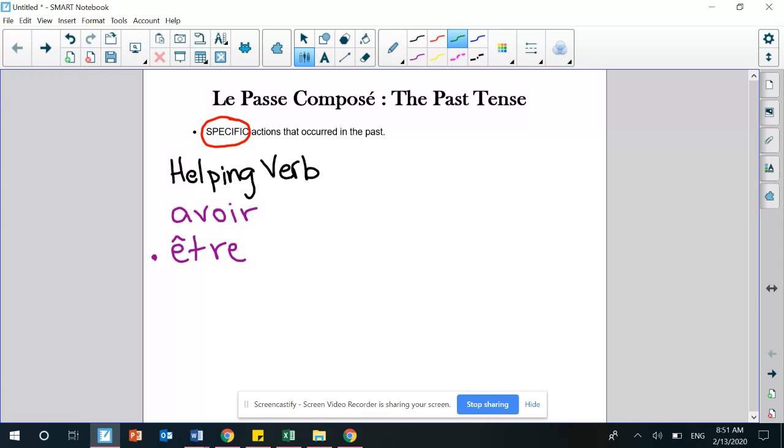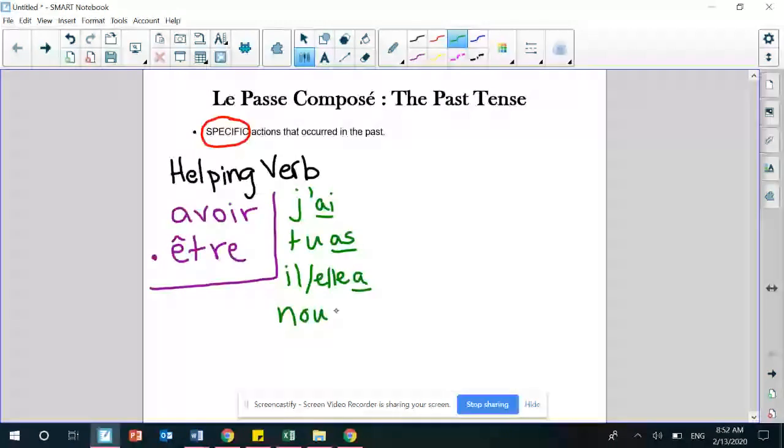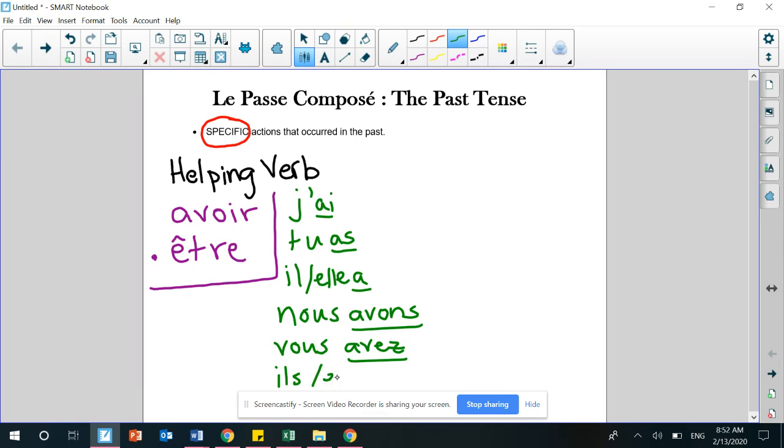So what we need to do is figure out the present tense conjugation of these two verbs to form our helping verb, and then we'll look at the verb, the actual action we're doing, and what form that should be. Let's first conjugate the verb avoir. We have j'ai, tu as, il a, or elle a, nous avons, vous avez, and ils or elles ont.